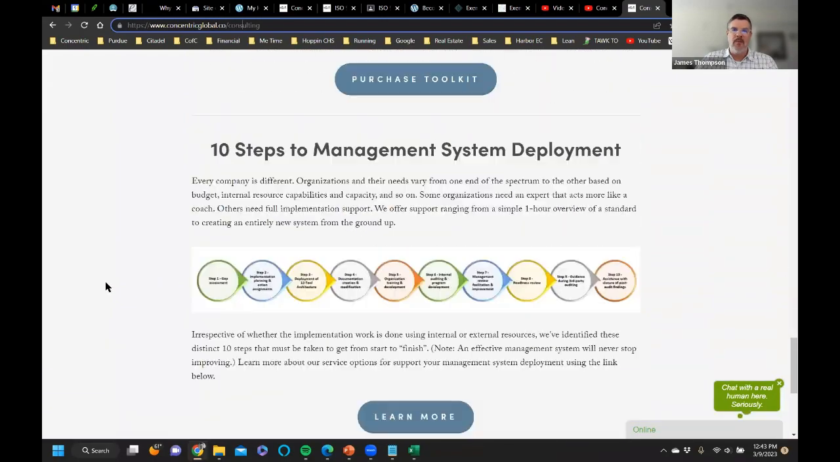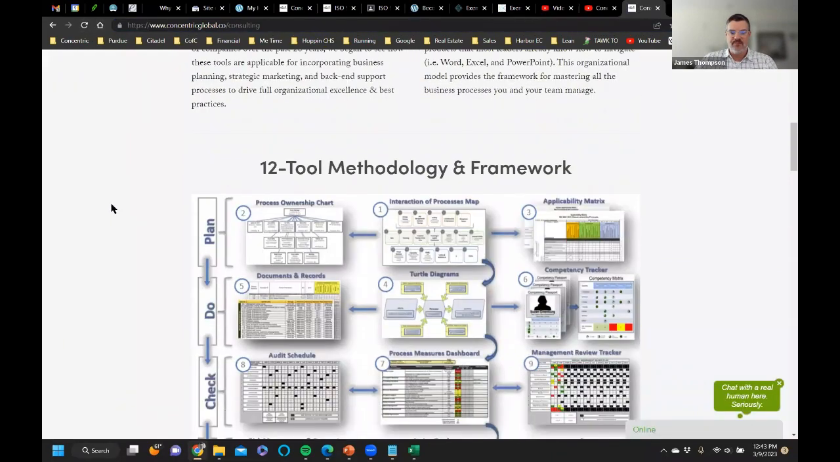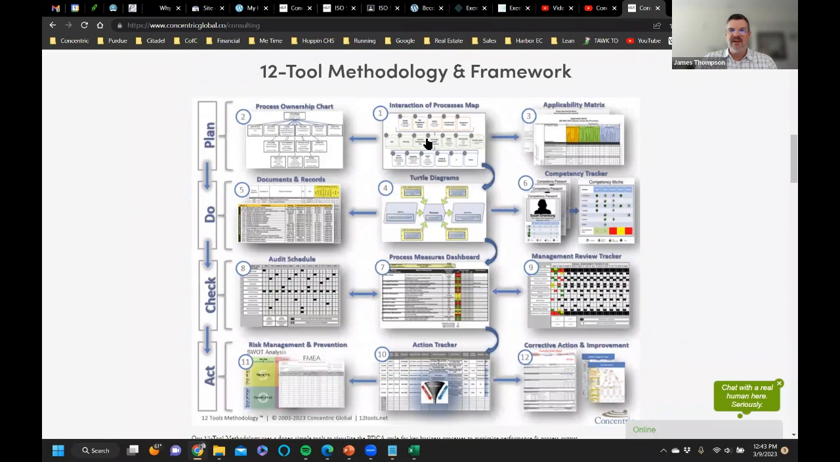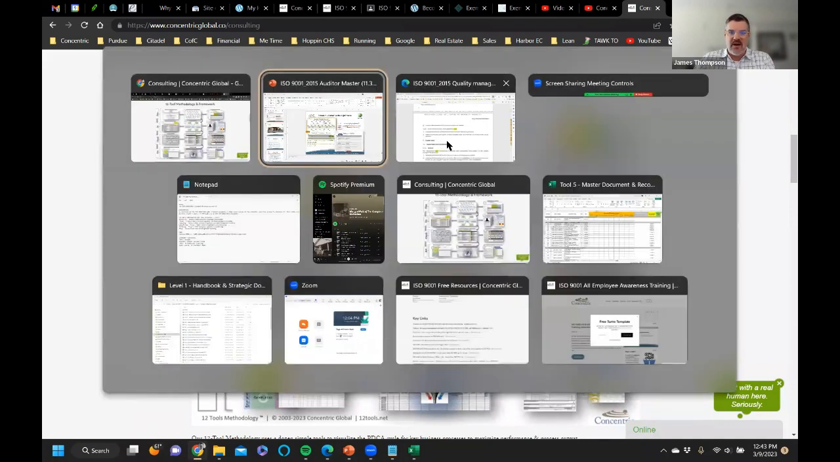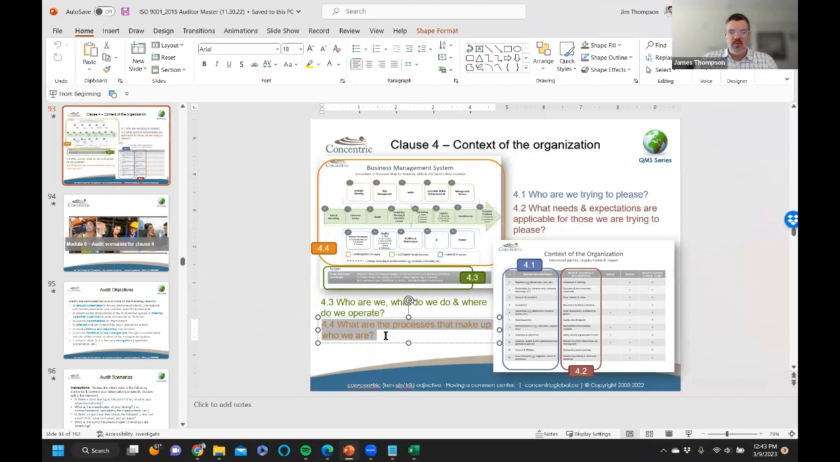And in short, what we have here, yeah, so here are the 12 tools. And the idea here is in tool number 1, this is where we really want to kind of satisfy 4.4. So going back over to 4.4, in short, 4.4 says, what are the processes that make up who we are? What are the business processes that make up our QMS?